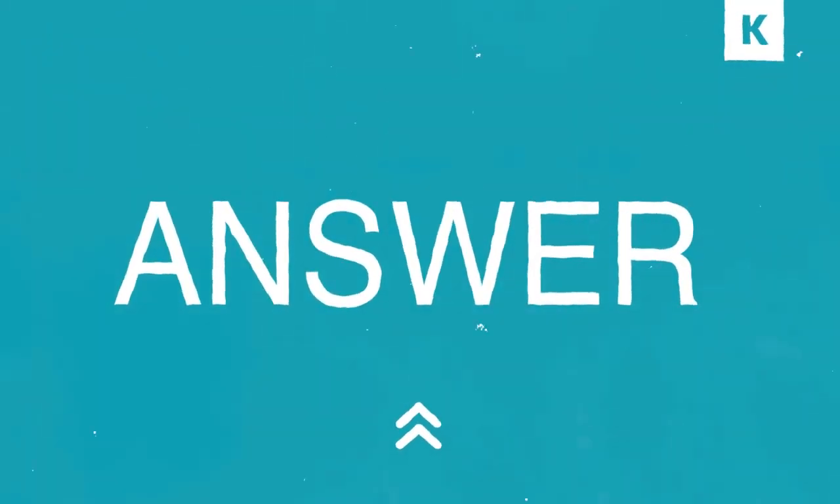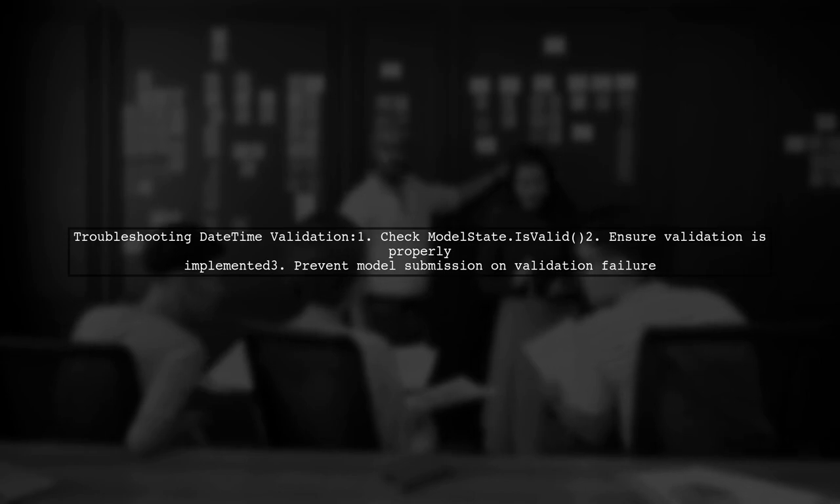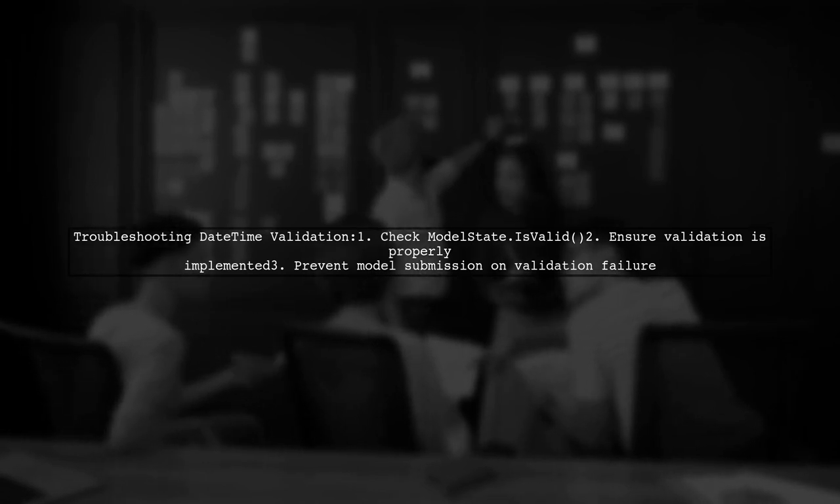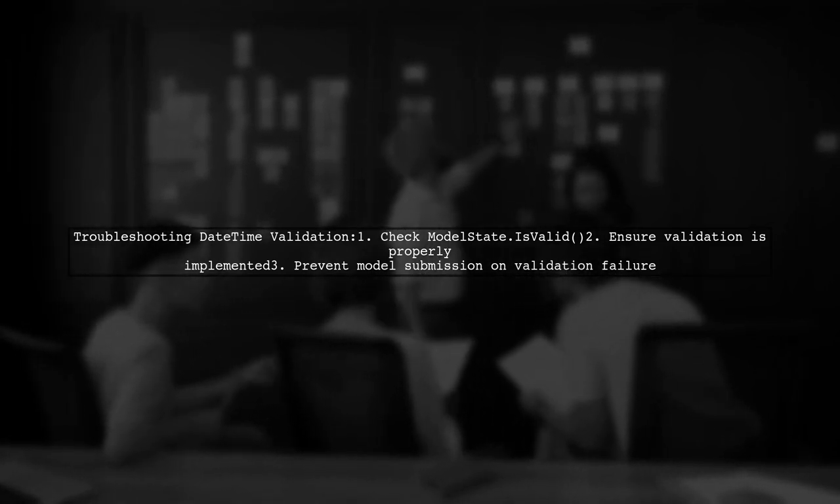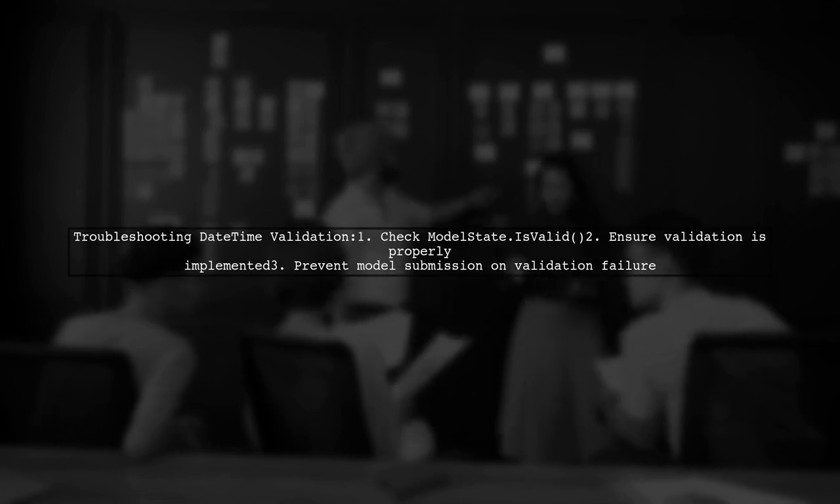Let's now look at another user-suggested answer. If you're facing issues with datetime validation in your C# MVC application, check if you're using ModelState.IsValid in your controller action. This could be the reason why your model is submitting even when validation fails.